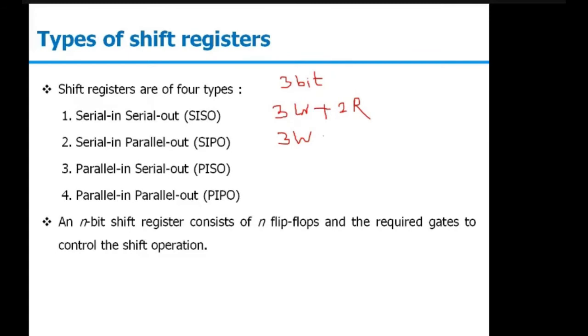Parallel out, in this case, no clock pulse is required because data is already present at the output node. Parallel in, we need only 1 clock pulse to write, and serial out, we will be requiring 2 clock pulses to read the data. Parallel in, parallel out: 1 clock pulse to write, and in the parallel out, no clock pulse to read. So this will be the clocking strategy in your 4 configurations.